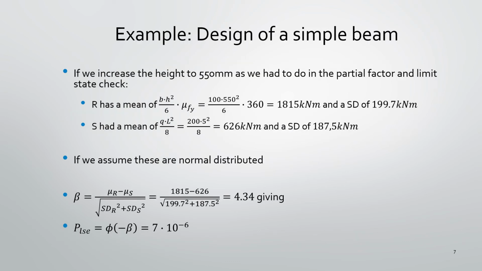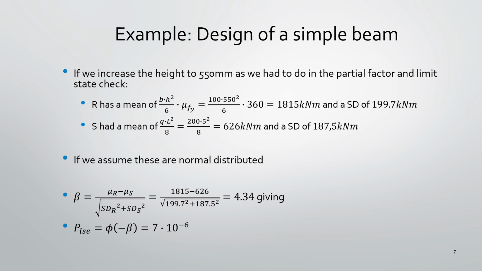If we, as we did in the partial factor approach, increase the height of the beam to 550 millimeters, we can recalculate the mean value and standard deviation of the resistance and load, and again use the Cornell's formula to calculate the safety index to a value of 4.34, giving a probability of limit state exceedance of 7 times 10 to the minus 6. Which is a significantly lower probability.